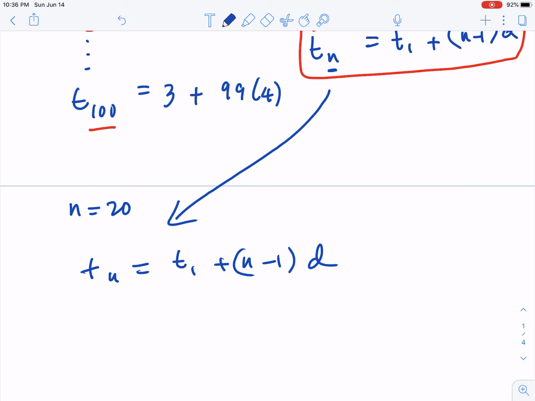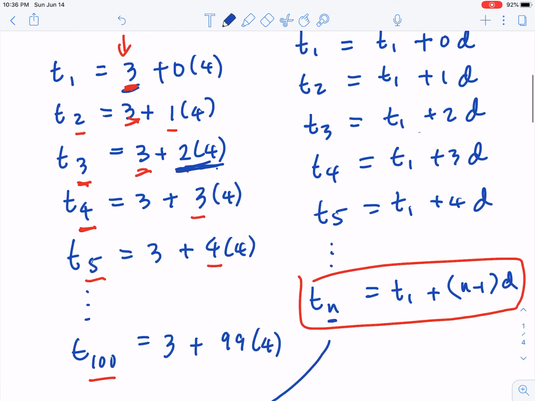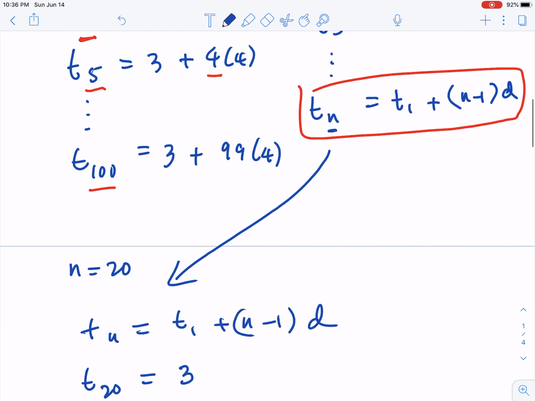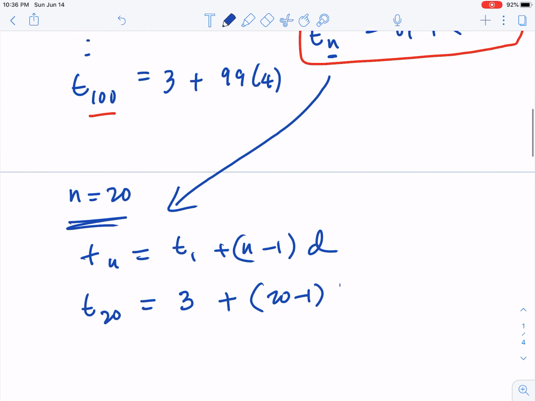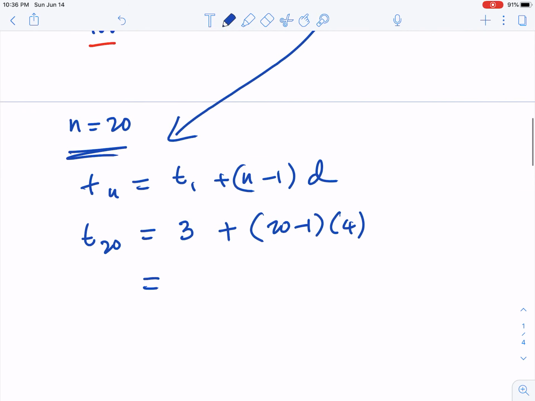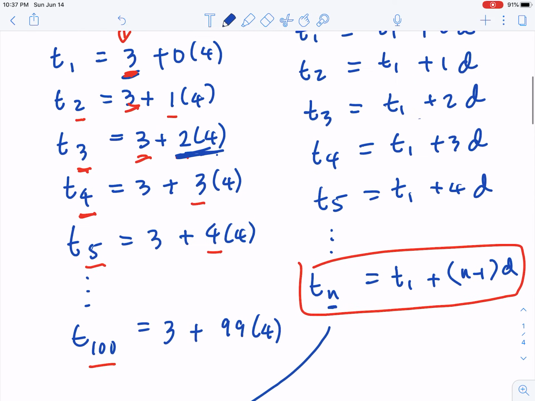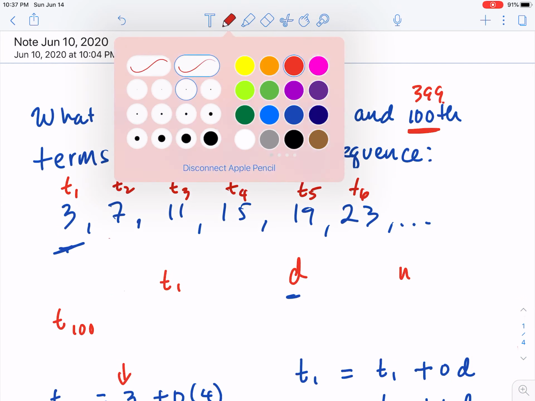We're looking for the 20th term. So, t sub 20 is equal to t sub 1, which is 3. No? 3 ang ating first term, di ba? T sub 1. Plus, ilan yung number of terms? Ang n natin ay 20. So, 20 minus 1. Ang difference natin ay 4. Yung d natin ay 4. So, that is equal to 3 plus 19 times 4. That's 76. Plus 3, that's 79. So, t sub 20 is 79. Okay.